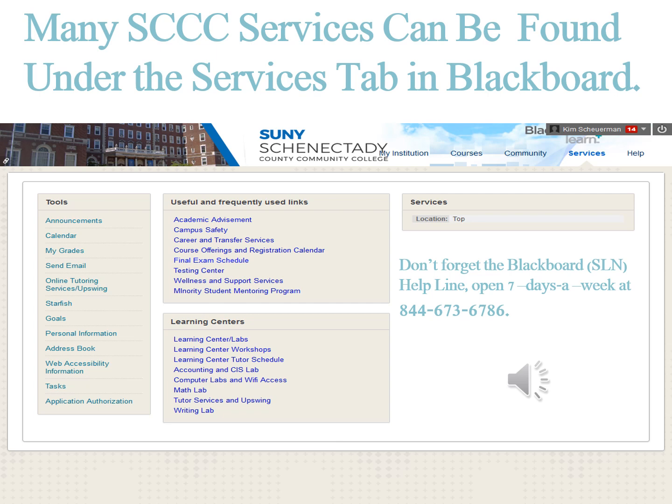Not on this list because it's outside the college is Blackboard, or in other words, SLN Helpline. They're open 7 days a week and often into the evenings. So if you have any Blackboard issues, such as when you're taking a quiz or test, or having trouble listening to audio, these are the people to talk to. They are experts, and you can talk live. You do not have to text unless you really want to.